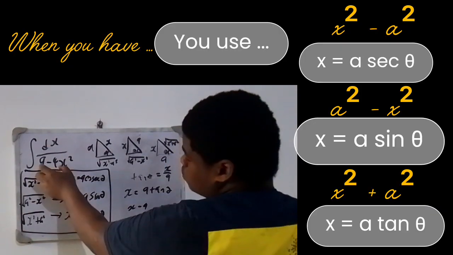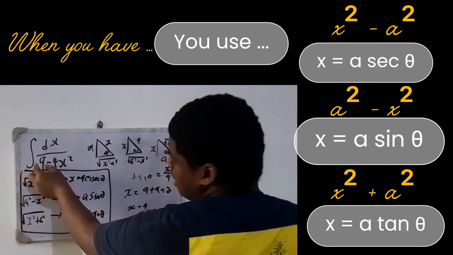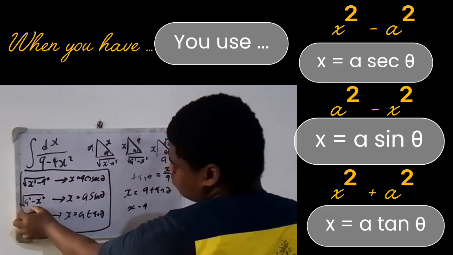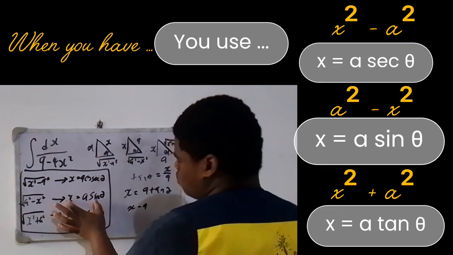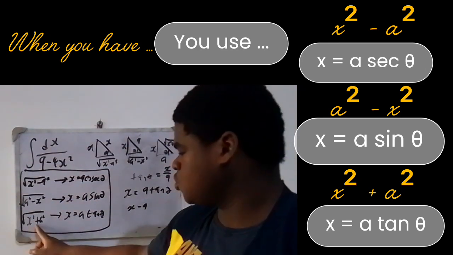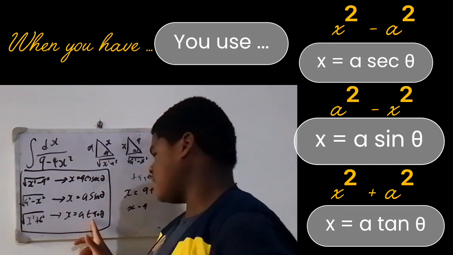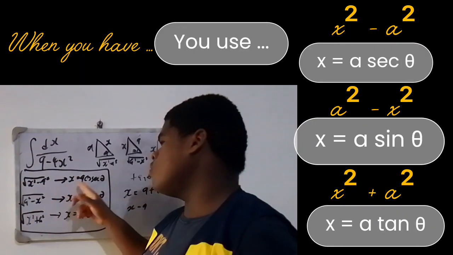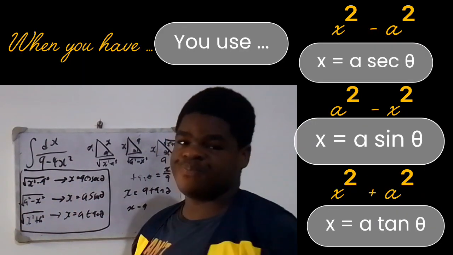x equals a sin theta is what we're going to use here, because remember what you're seeing here is in the form of a squared minus x squared. So you have a squared minus x squared. It's going to be x equals a sin theta. Whenever you have plus, the easiest way to use is tan theta. When you have x squared in front of the a squared and it's negative, then you can go with x equals a cosec theta.